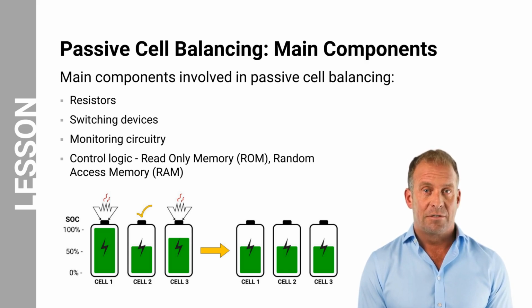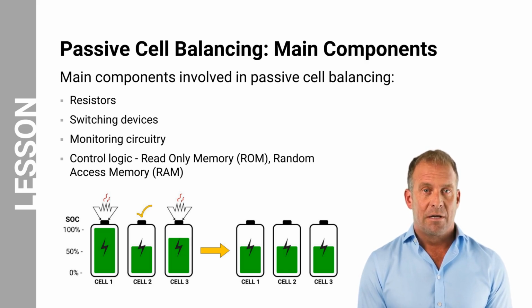Resistors are essential for dissipating the excess energy from overcharged cells. The value of the resistor determines the rate at which energy is dissipated. Switching devices. Transistors or metal oxide semiconductor field effect transistors, abbreviated as MOSFETs, are used to control the connection of resistors across the cells. When balancing is needed, these devices are activated to connect the resistor to the overcharged cell.